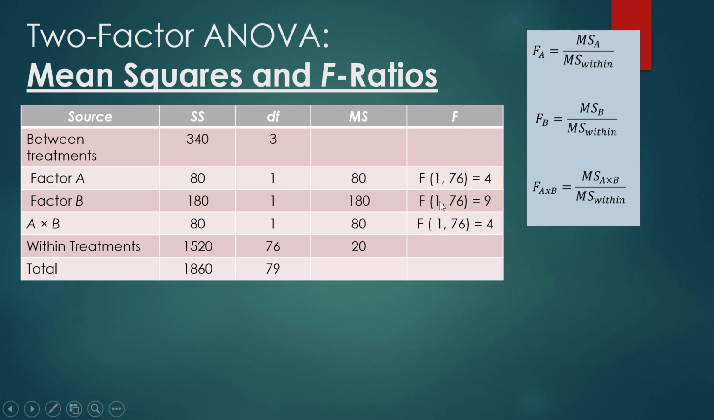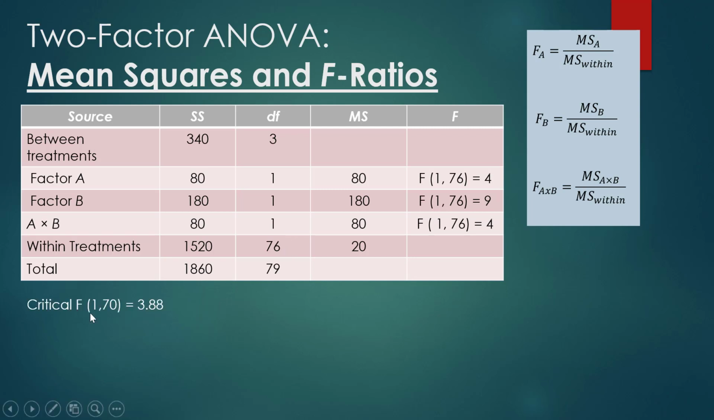These are the degrees of freedom that get reported. So we report the degrees of freedom for that factor and the degrees of freedom for the error term. Degrees of freedom for that factor and degrees of freedom for the error term. Degrees of freedom for the interaction and degrees of freedom for the error term.